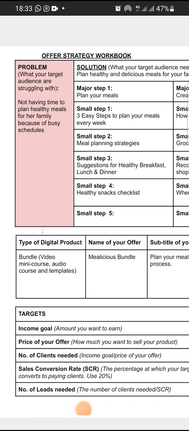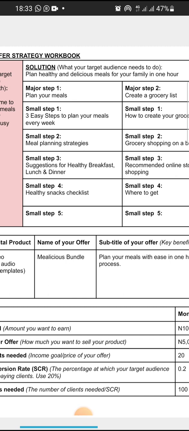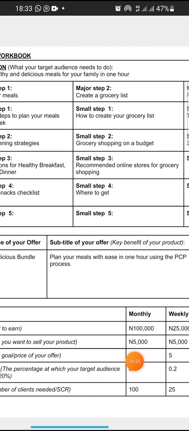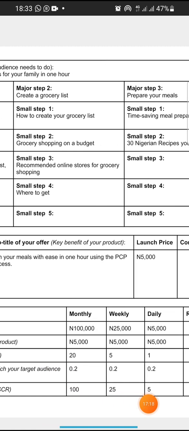Then, how to calculate the number of leads you need: you divide the number of clients by the conversion rate. For our monthly target of 20 clients, 20 divided by 0.2 gives you 100. So in this case, she needs to generate at least 100 leads per month, so that hopefully she should be able to convert 0.2, or 20%, of those leads to clients. I hope you are getting the point.